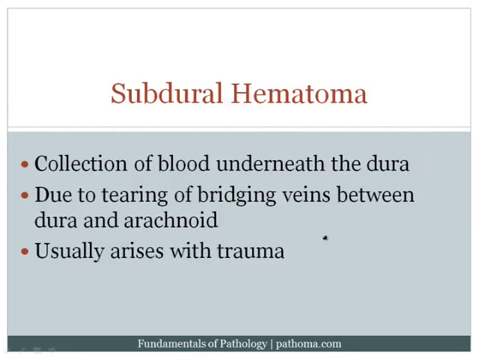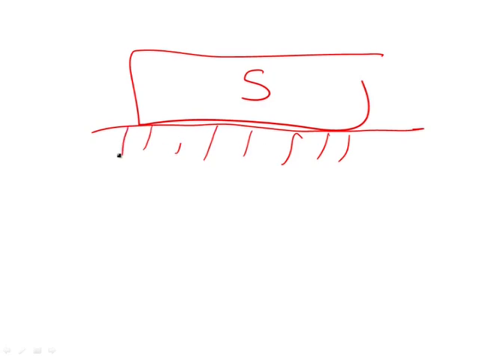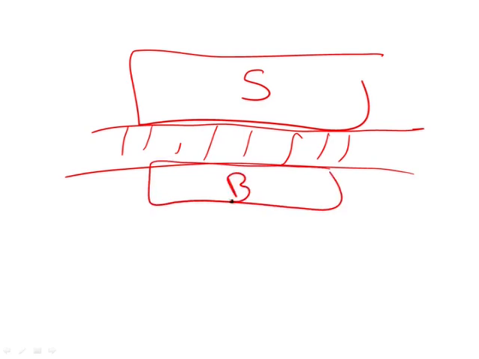Subdural hematoma is when you have a collection of blood beneath the dura. Now go back and remember that if this is the skull and this is the dura tightly attached, then underneath that is going to be the arachnoid. And of course the arachnoid would then attach to the pia, and the pia is directly connected to the brain. And so what's going to happen here is you're going to get a bleed in this space, and that's called a subdural hematoma, underneath the dura.